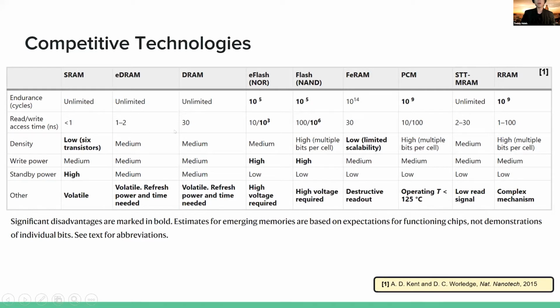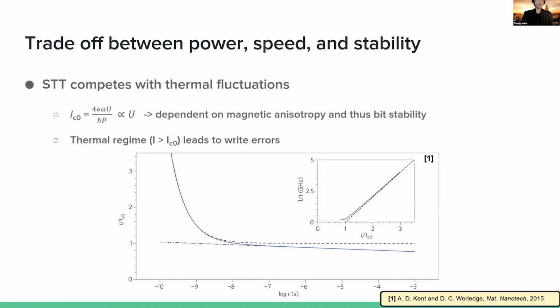As my classmates have said, SRAM, DRAM, and eFlash are generally the most competitive, but you can see that STT-MRAM has the advantage of being high endurance compared to eFlash, really low write time, and the fact that it is non-volatile. And that's where STT-MRAM really shines. But of course, it's not perfect.